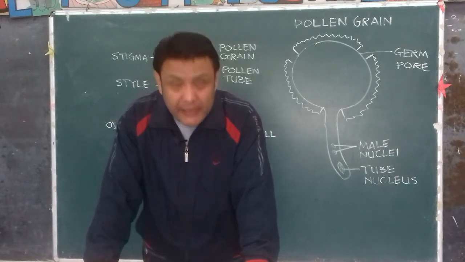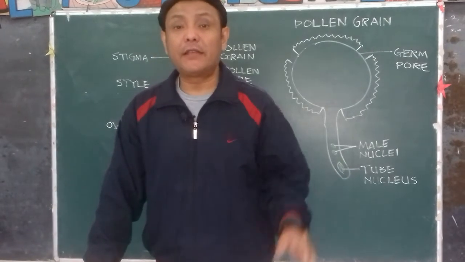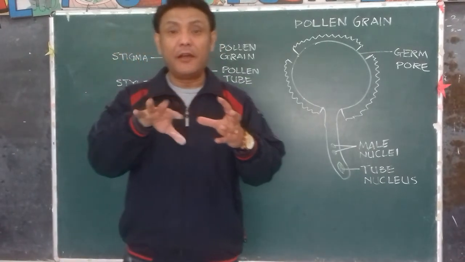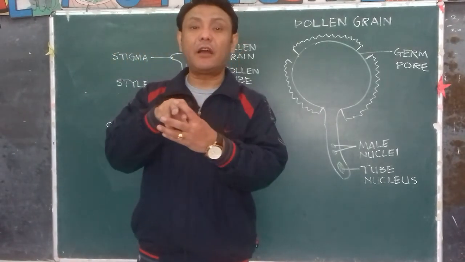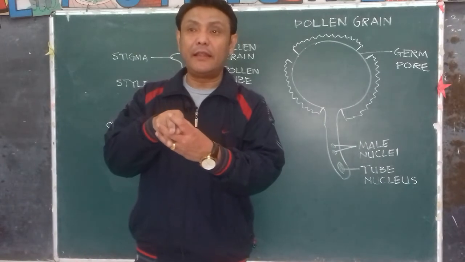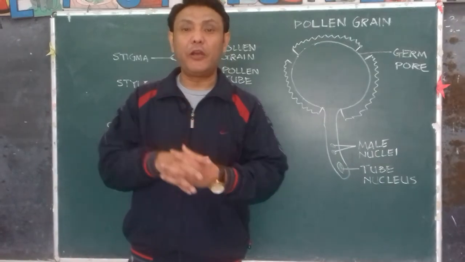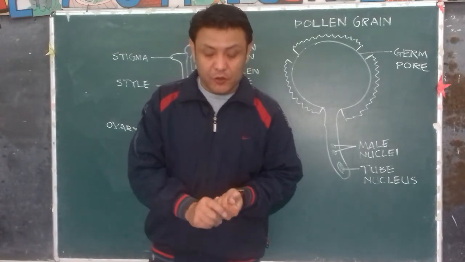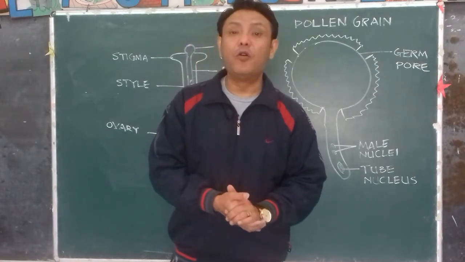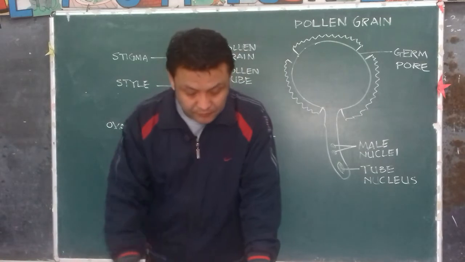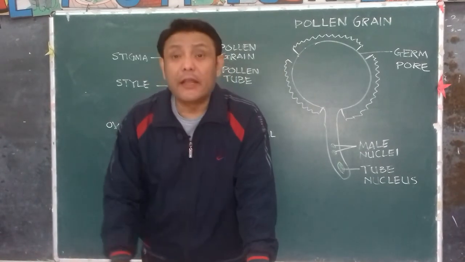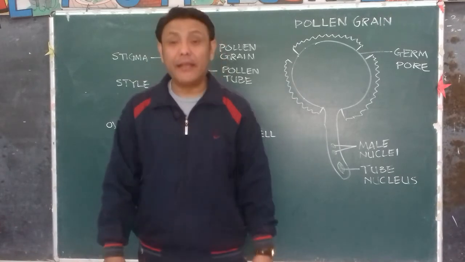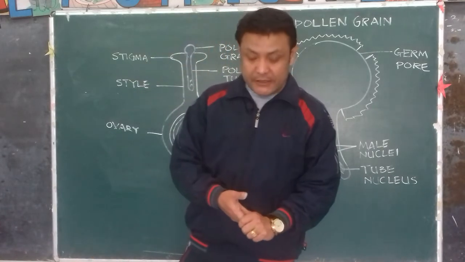The pollen grains that are carried by the wind, as they come near the feathery stigma, will get stuck to the stigma, and then pollination takes place with the help of wind. So this is all about anemophily. Now there is a difference between the wind pollinated flower and the insect pollinated flower. That's what we'll discuss right now.